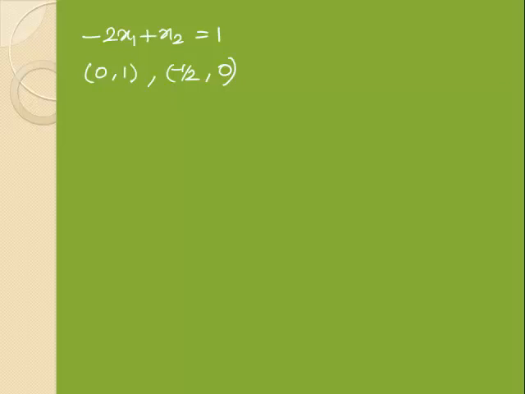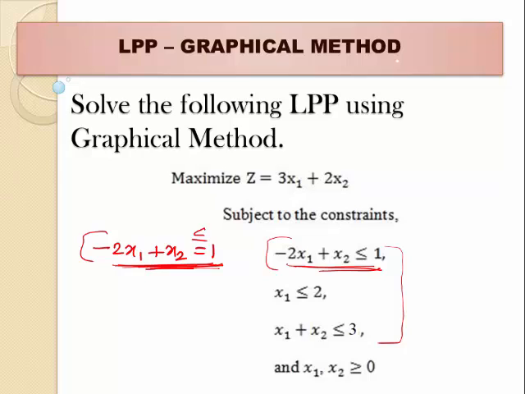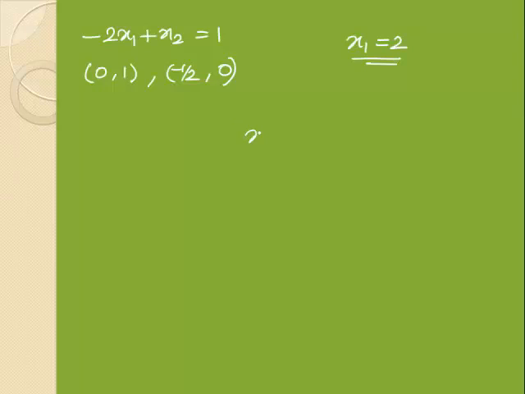Then the second inequality, x1 = 2. This line can be directly drawn in the graph. Then the third line, that is x1 + x2 = 3. So put x1 = 0, we will get x2 as 3, and put x2 = 0, we will get x1 as 3. So using these results we can directly draw the three lines in the graph, and we can proceed with the problem.